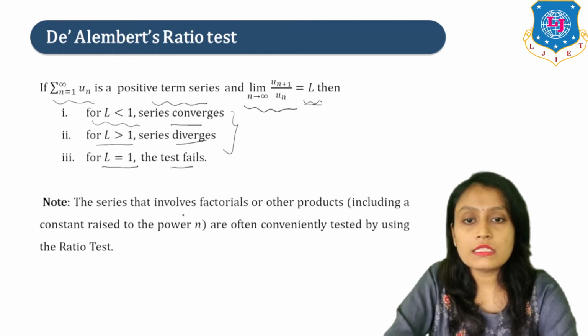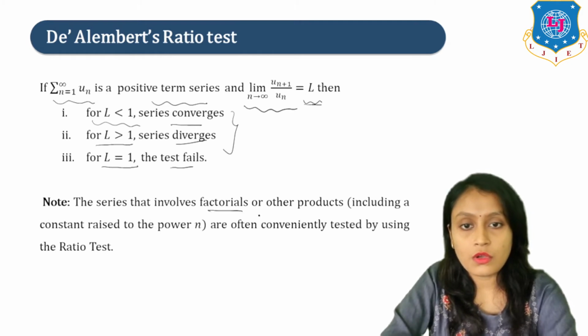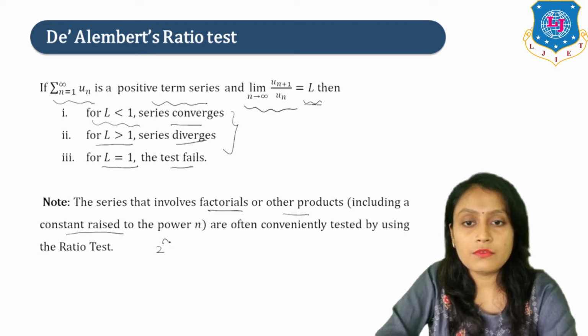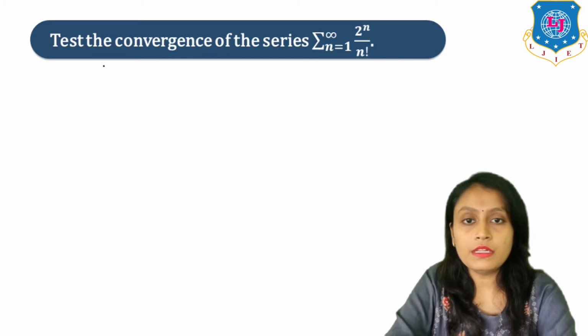So the series that involves factorials or other products, that is, it includes a constant raised to the power n. For example, we have 2 raised to n, this type of term, or factorial types of term like this. So whenever these types of terms are present in the question, we will apply the ratio test. Okay, so let's begin with the example.